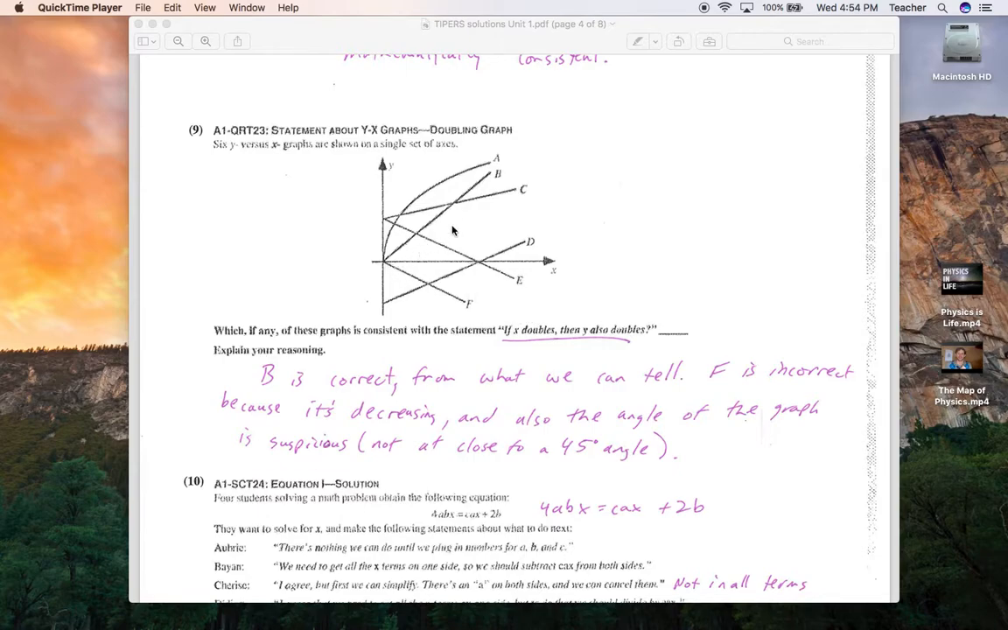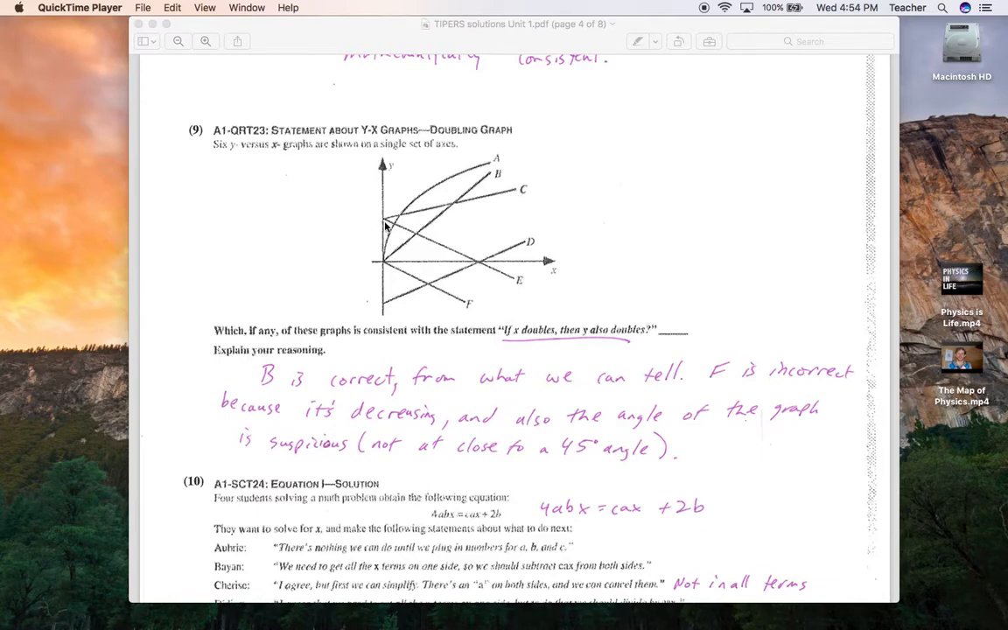Because in reality, if the Y value is getting less and less going negative, the X value should also, that would be down here. A is obviously incorrect. C, D, and E are incorrect for a little more subtle reasons.